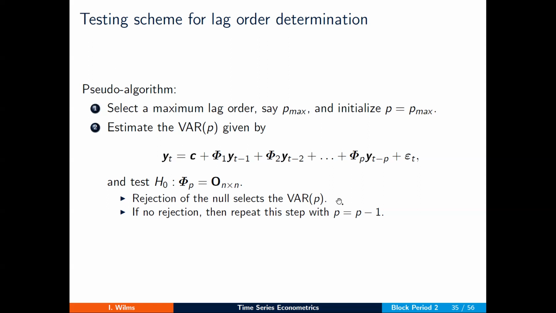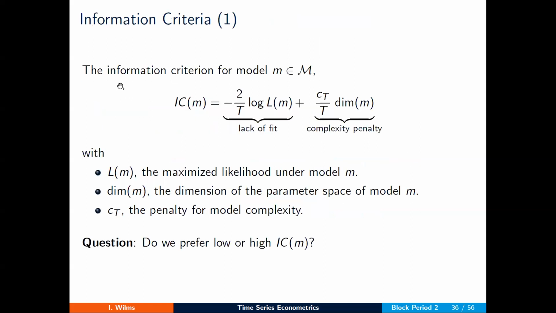Now we have seen the sequential testing procedure to determine the order in the VAR. How would information criteria work? Well, generally, an information criterion typically makes a trade-off between goodness of fit, or let's say lack of fit, which is a function of the likelihood, and a penalty for model complexity, which is a function of the model dimension. The goodness of fit typically increases when we include more parameters in the model, or equivalently, the lack of fit decreases.